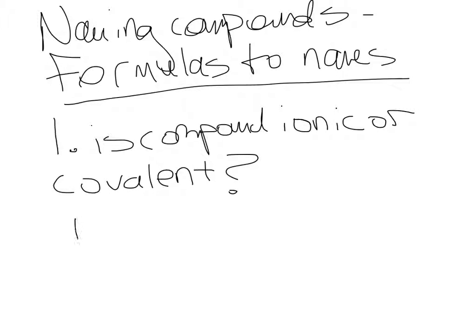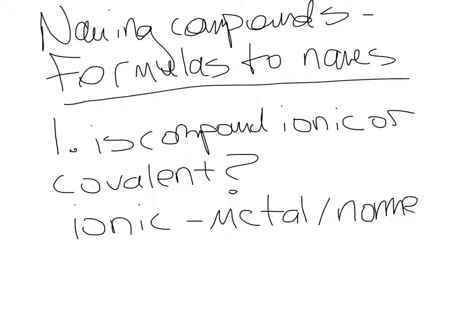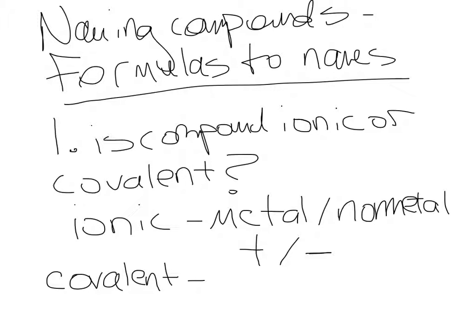So ionic, refresher, is going to be metal and non-metal, or positive and negative charge. And covalent is going to be non-metal with another non-metal.